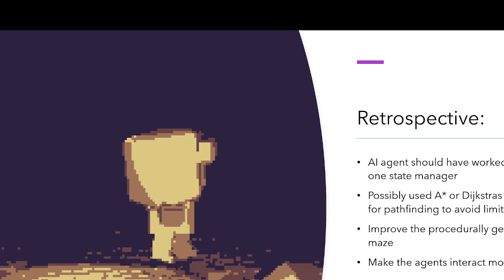I would have also possibly used A-Star or Dijkstra's algorithm for pathfinding to avoid the limitations, such as with the maze, as we were unable to get the nav mesh to work with the procedurally generated maze. And there were also some issues where asking the agents to calculate a path rapidly would often lead to jittering. I would improve the procedurally generated maze to make it a more focal point of the game, as currently it kind of is just there sitting as what could have been.